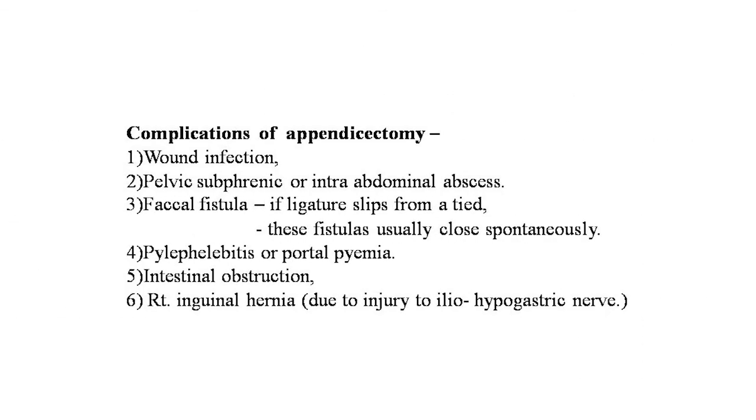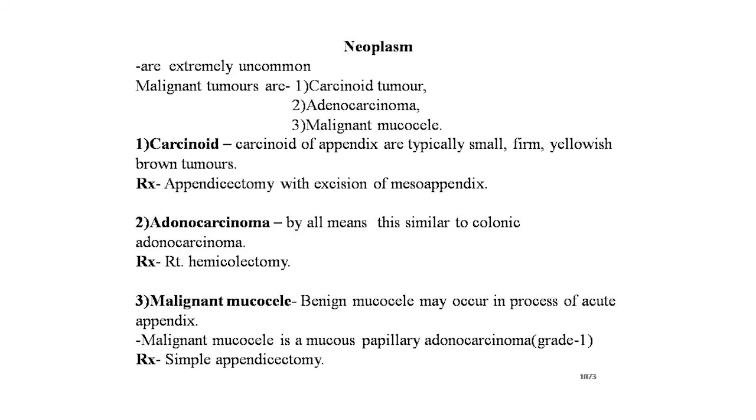Now the complications of appendicectomy are wound infection, pelvic, subphrenic or intra-abdominal abscess, and fecal fistula. If a ligature slips from a tie, these fistulas usually close spontaneously. Also pylephlebitis or portal pyemia, retrograde infections, intestinal obstruction, and right inguinal hernia due to injury to the iliohypogastric nerve. Now, the last point of this lecture is neoplasm of the appendix.